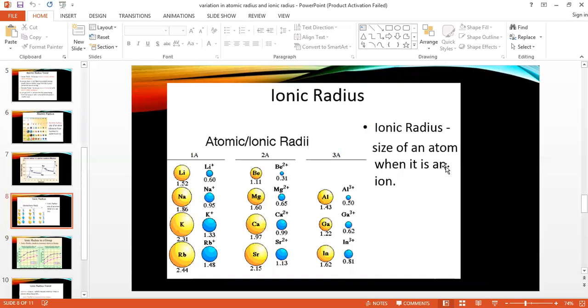Ionic radius. Before it was, what is that? Maybe just, I think. Ionic radius. Wait.